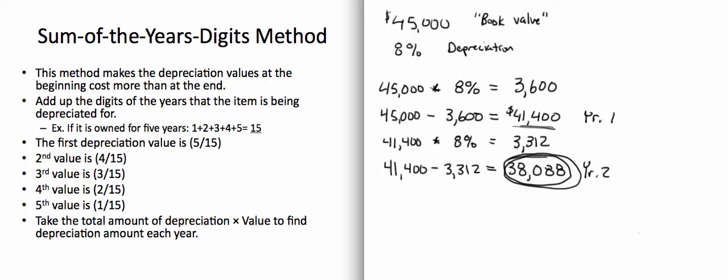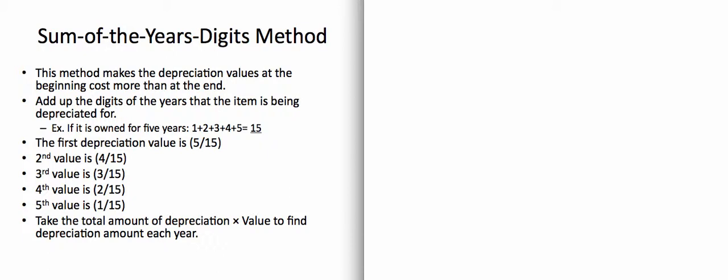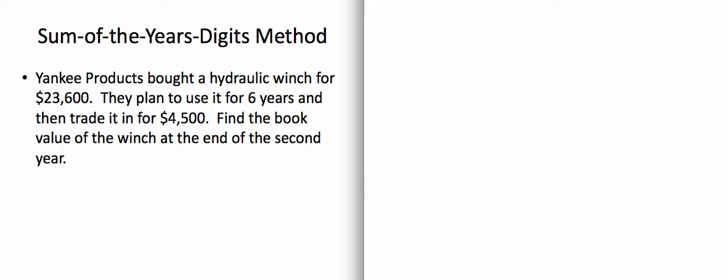Now the next method looks even more complicated, but like I said, going through an example makes it easier to see. So it's the sum of the years digits method. Basically what this is going to do is multiply your depreciation value by a different fraction each time, so that you pay more depreciation at the beginning than you do at the end. Just like we did there, it's just a different way of doing so. So we have Yankee Products, who bought a hydraulic winch for $23,600. They plan to use it for 6 years and then trade it in for $4,500. So they want to know the book value at the end of the second year.